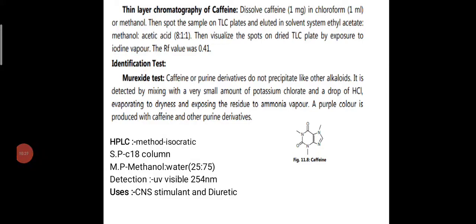The other method used for analysis is high performance liquid chromatography. In that we use the isocratic elution method. Isocratic elution means we don't change the composition of the mobile phase throughout the analysis. The stationary phase used is a C18 column, and the mobile phase is methanol and water in a ratio of 25:75. Then detection is done using UV visible spectroscopy at 254 nanometer.